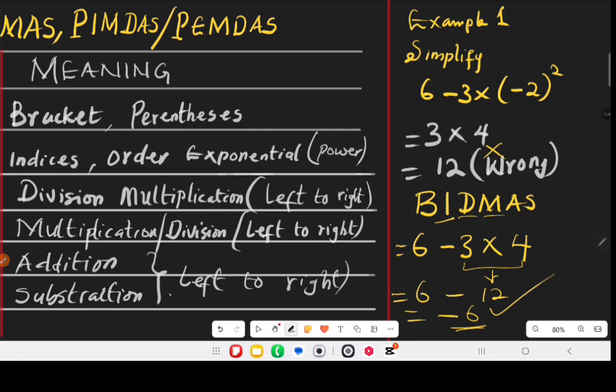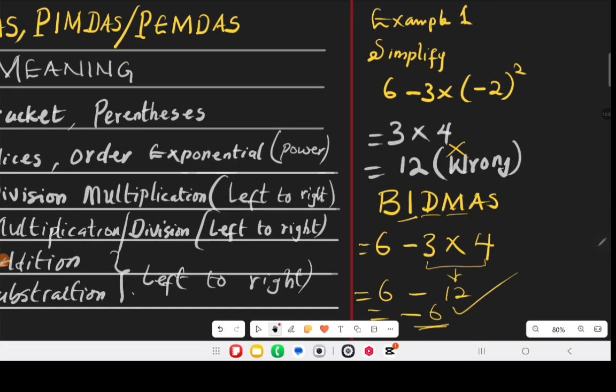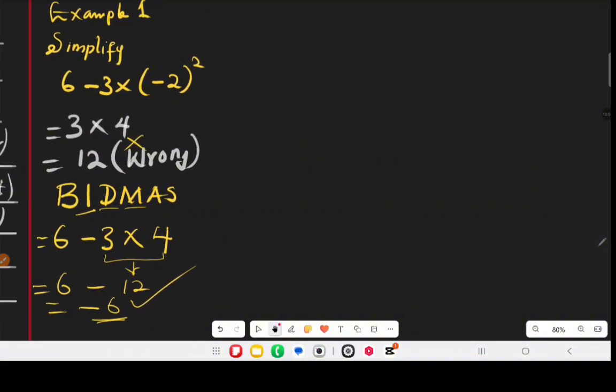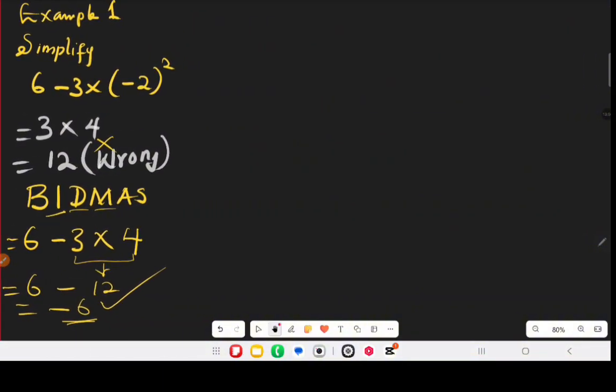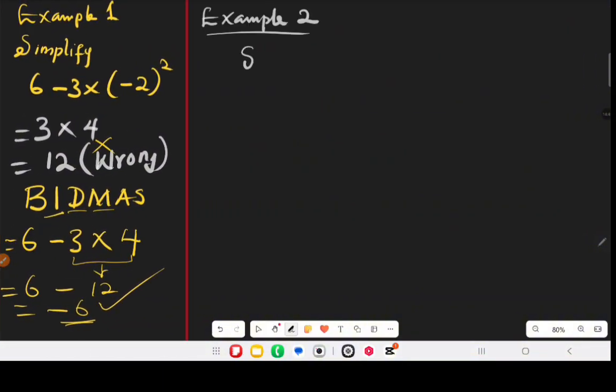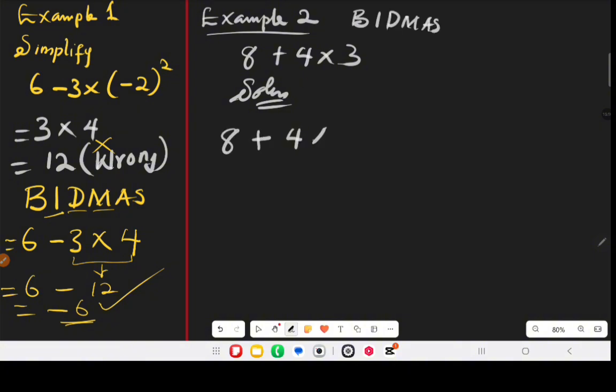Now we move further. We take example 2, the simple one: 8 plus 4 times 3. Solution. Using BIDMAS, we consider multiplication first. We have 8 plus 4 times 3. 4 times 3 gives us 12, plus 8, which finally gives us 20 as the answer.